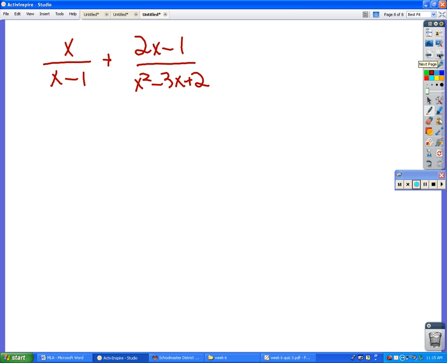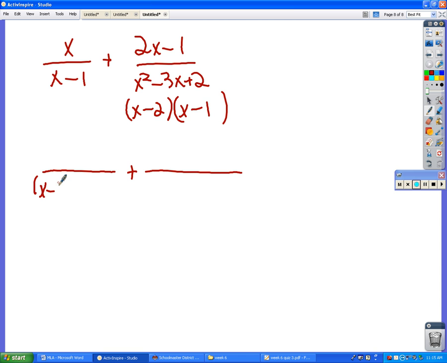The same thing is true when we're doing rational expressions. So I'm going to factor this out first. What do I get when I factor it out? x and x. I need two numbers that multiply together to be 2, so negative 2 and negative 1. So if you look at these two fractions now, what is my common denominator going to be? It's going to be x minus 1 times x minus 2.